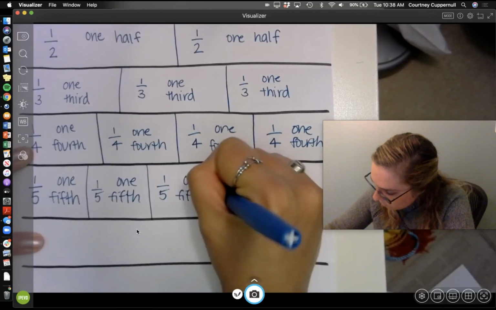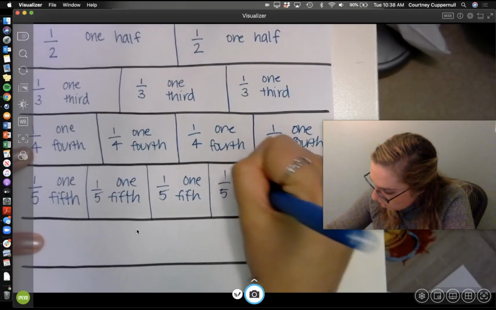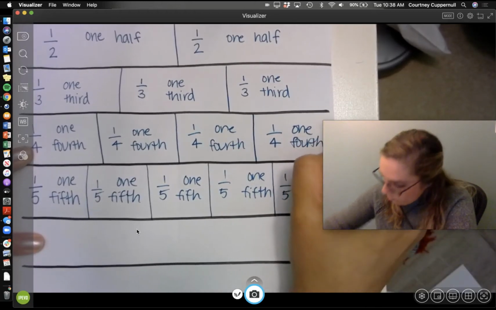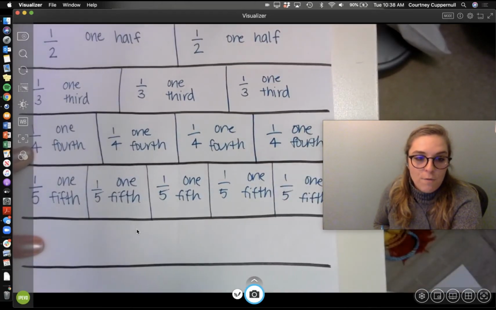Whew, I'm sure some of you have already beat me. You can work on your coloring. Still making sure that we are writing nice and neat though. 5th is kind of a funny word.